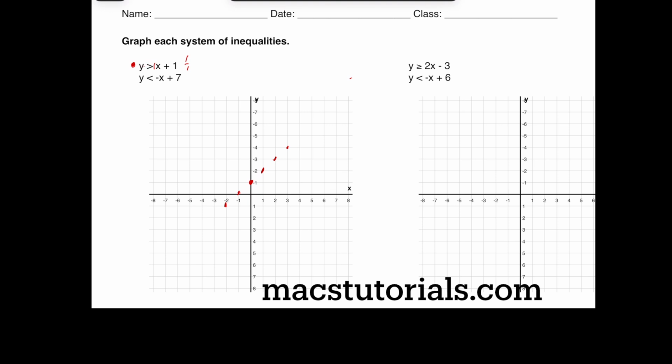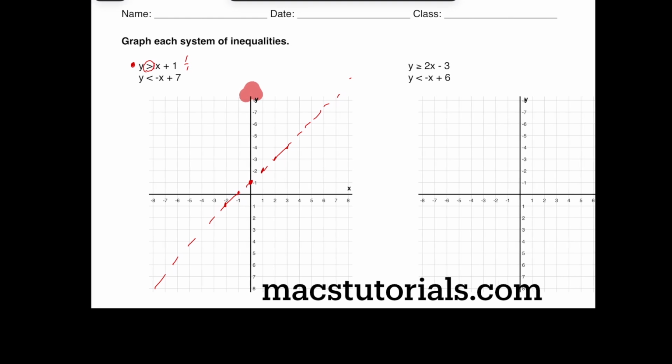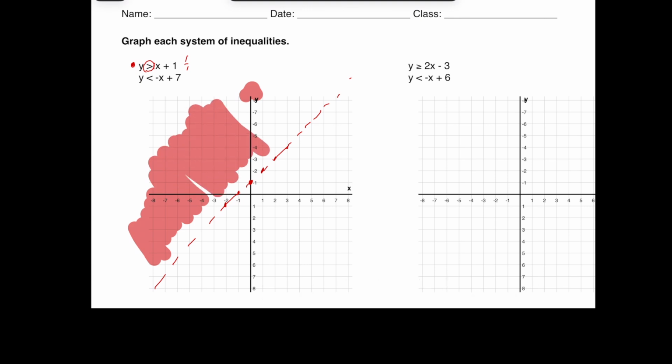Now, if you look at this sign, it's just a greater than. There's no equal to that. So that means I'm going to do a dashed line, not a solid line. If it had the equal, that's when I do the solid line. Okay, now we're going to go for it. It says y is greater than. Notice the y is greater. Well, y's are greater up here. So I'm going to shade the side that belongs to the up arrow, which is this side of the line. Okay? All right, so let's do the next one.